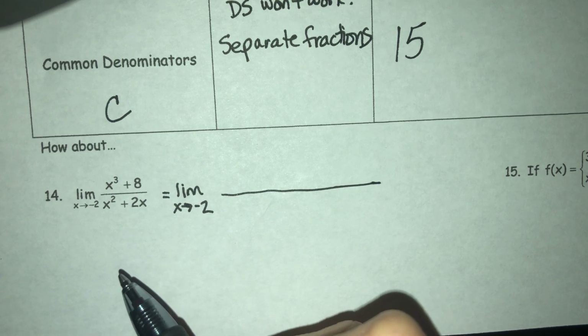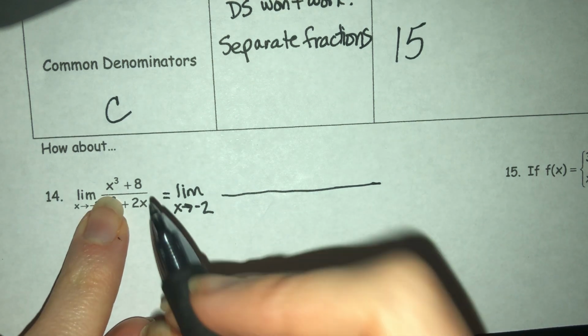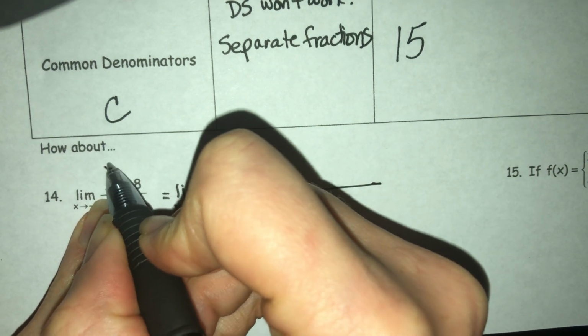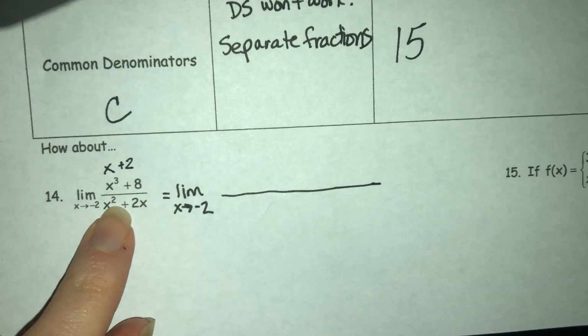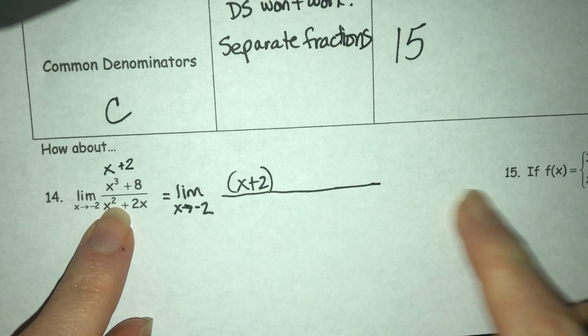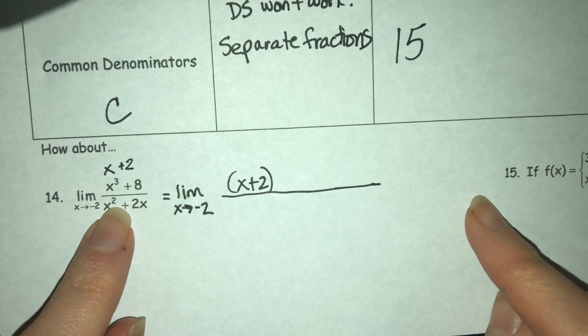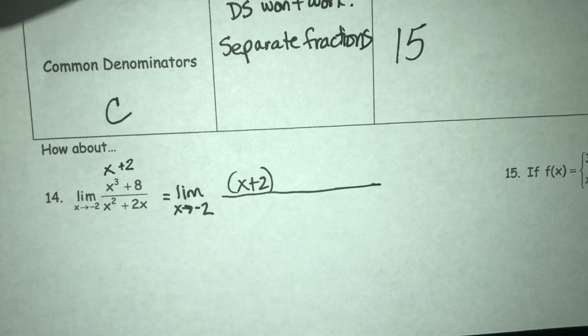First of all, you can probably guess one factor of x cubed plus 8. The cube root of x cubed is x, and the cube root of 8 is 2. So x plus 2 is a factor. That works every time. But the other factor is a quadratic trinomial, and it's harder to come up with if you don't remember the signs and the products and all that.